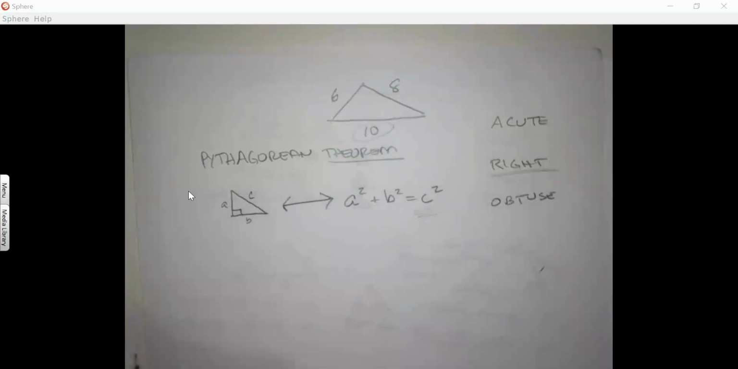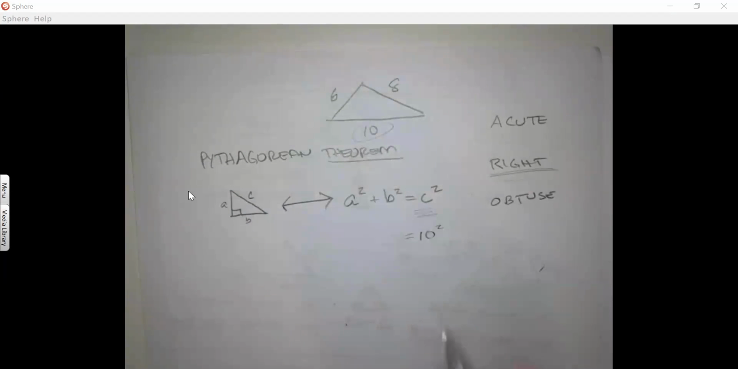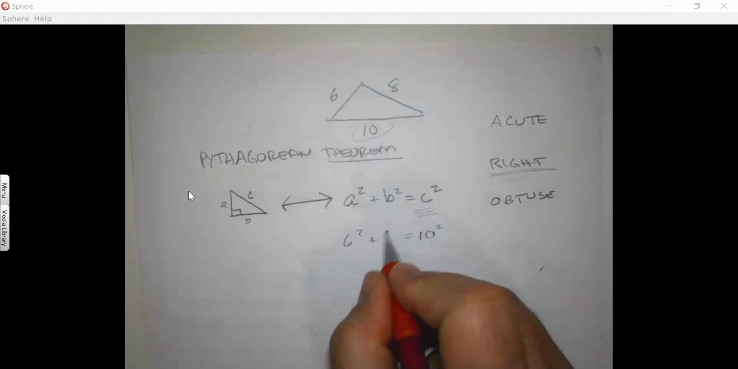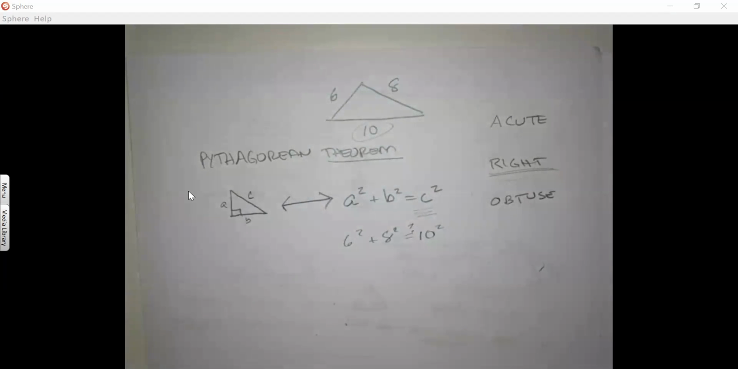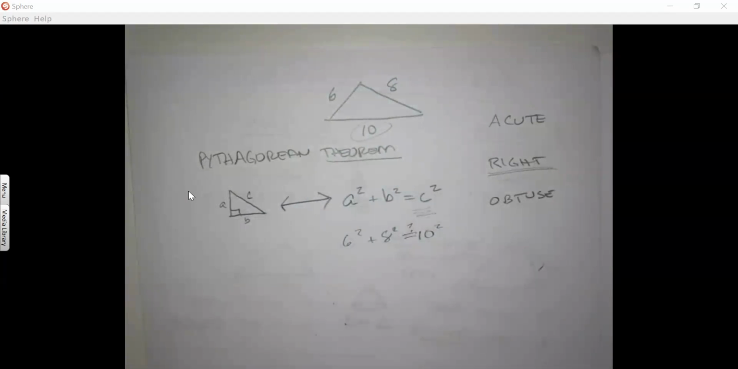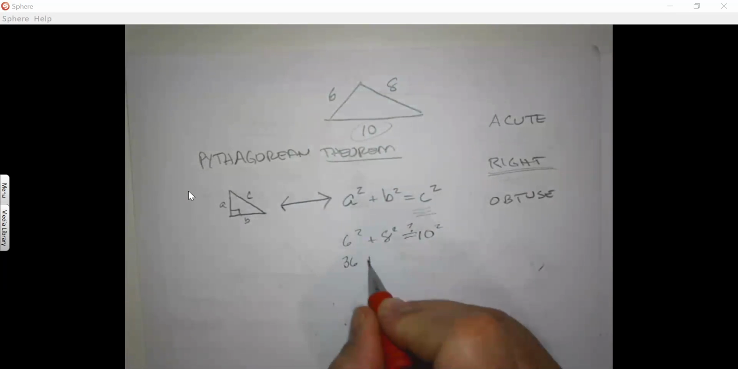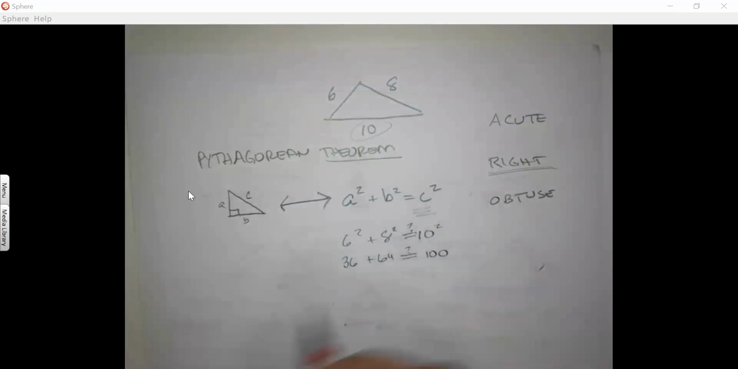So I would look at this and say 10 has to be C. And then which one's A and B is irrelevant. You can put them in either order you want. What we're trying to figure out is, is that true? I put a little question mark on top of my equal signs. I don't think that's real math, but it makes sense to me. Is it true? Well, 36 plus 64, is that equal to 10 squared, which is 100? 100 equals 100. It worked.